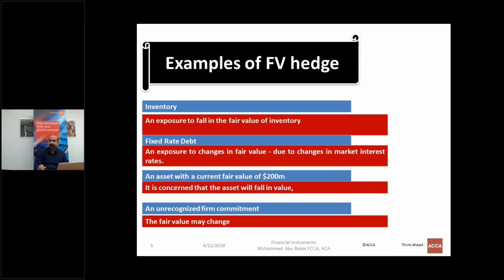So the fair value may change. These are examples of where you enter into a fair value hedge. See, if you are receiving fixed and paying at a float rate, then this is your fair value hedge.